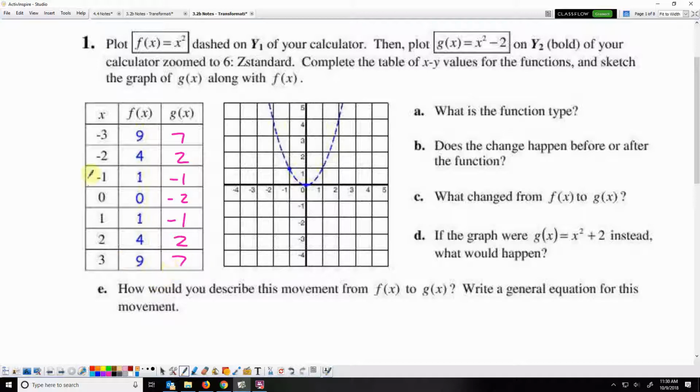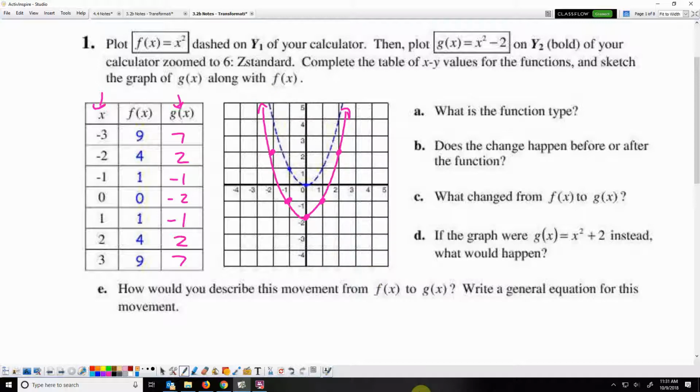So we're going to plot these points now. Here are my x's and my y's. Negative 3, 7, and that's not actually going to fit on here. Negative 2, 2. Negative 1, negative 1. 0, negative 2. 1, negative 1. And 2, 2 is what will fit. So it looks like this.